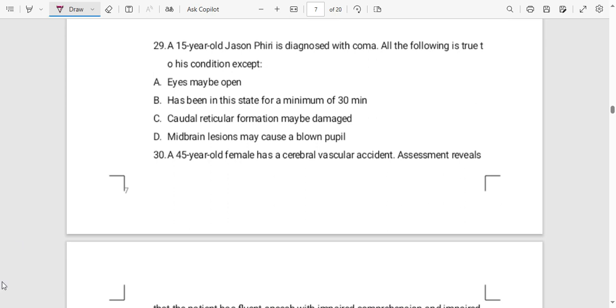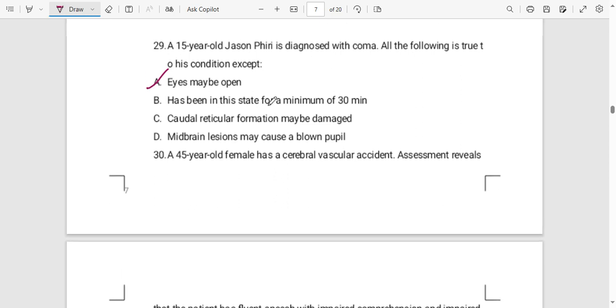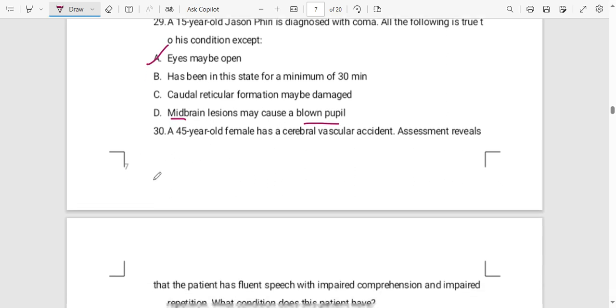so the answer is A, just like we said earlier. That's what differentiates the condition from locked-in syndrome. For a coma, your eyes are closed. The reticular formation has to do with cognition. So here, you can't understand that you are not awake because the reticular formation is disturbed. And if there is damage to the midbrain, there can be a blown pupil.